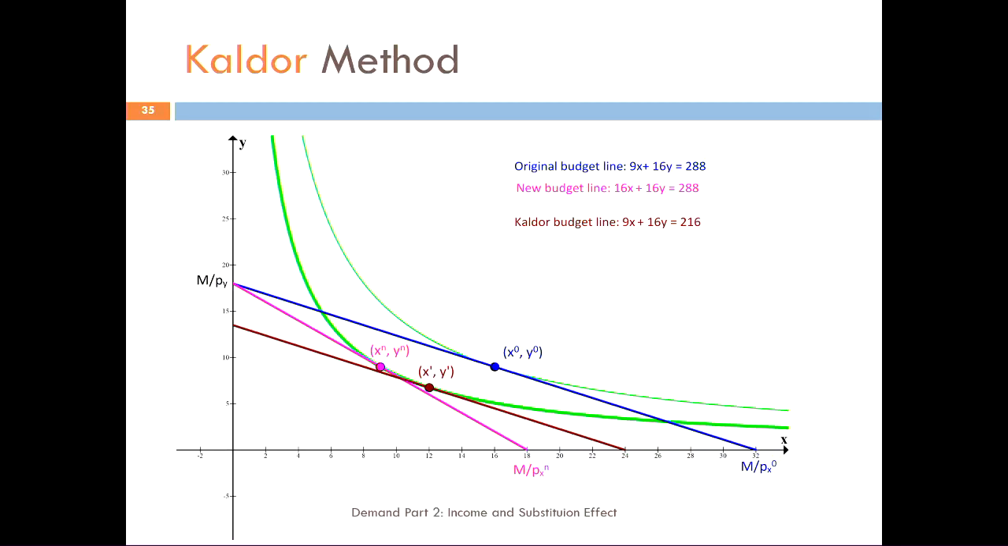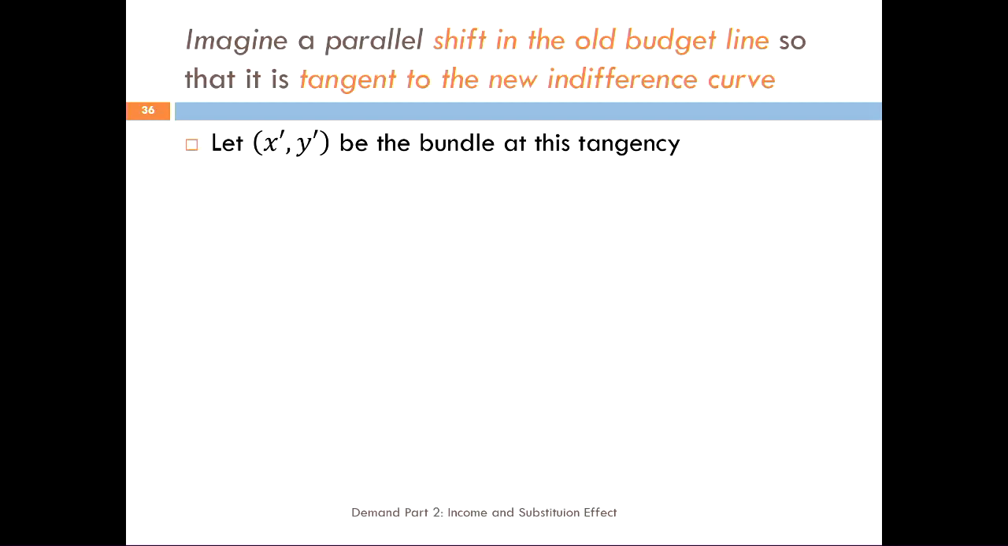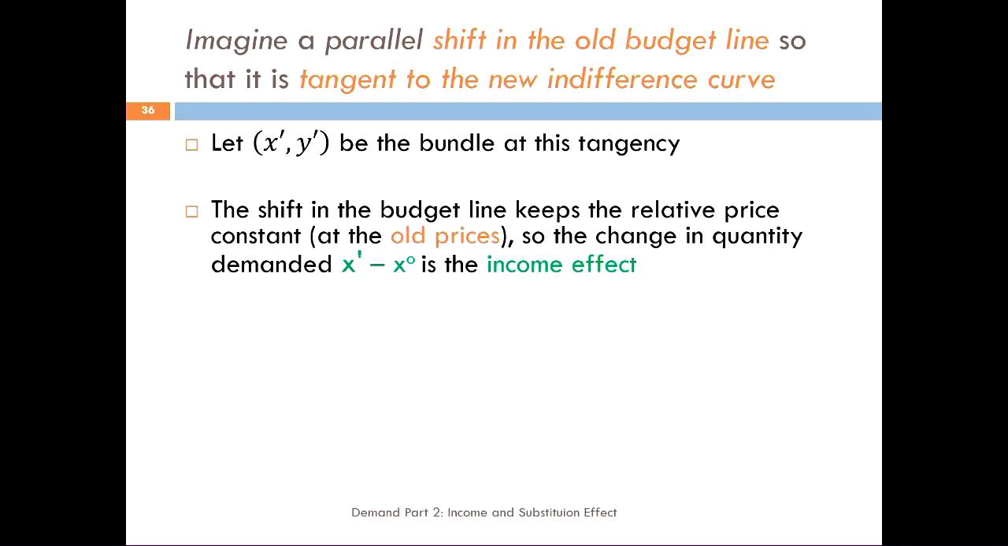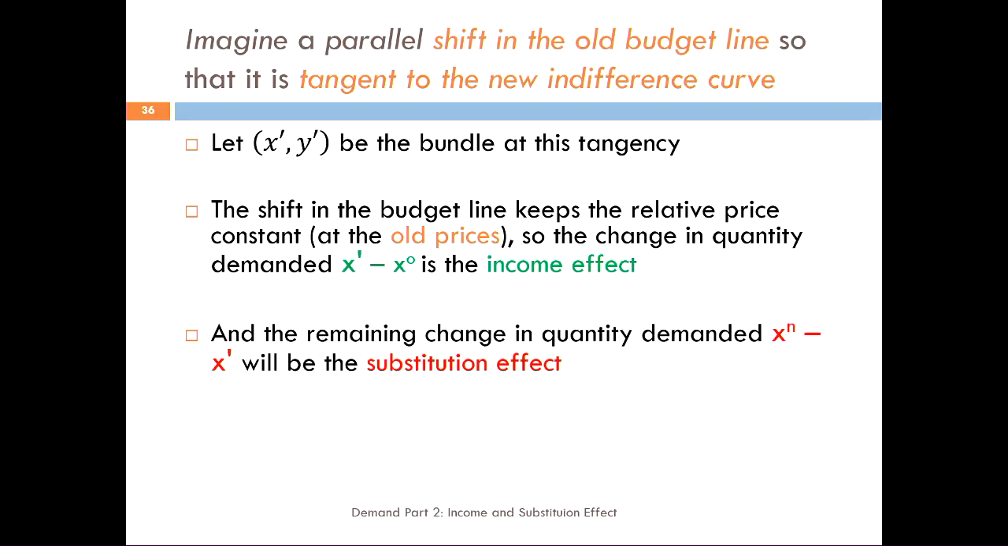Okay? So just to summarize. We have a shift in the old budget line, such that it's tangent to the new indifference curve. And again, the hypothetical bundle, X prime, Y prime, will be at this tangency. And again, the shift in the budget line is the income effect, but this time it's not Xn minus X naught. It's X prime minus X naught, so don't get caught up in that, look at the diagram. And likewise, the substitution effect here is going to be Xn minus X prime, not X prime minus X naught like in Hicks. Again, look at the diagram.